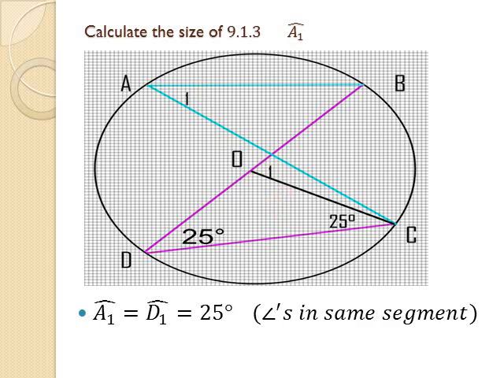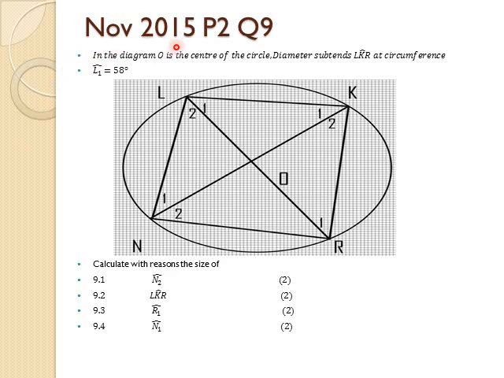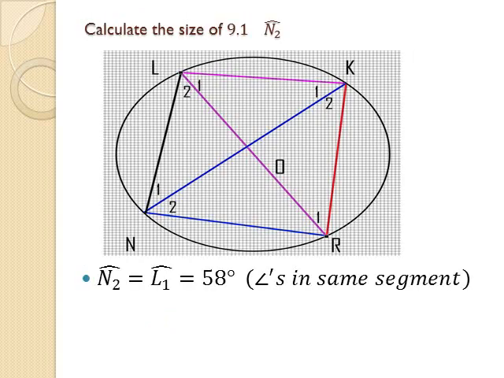Let's look at the second problem. Now this is from November 2015, paper 2, question 9. And they say in the diagram, O is the center of the circle, but take note, O is not there, it's just on the line. My diameter here would be LOR, which subtends LKR at the circumference. Angle L1 here is 58 degrees. Calculate with reasons the size of N2, LKR, R1 and N1. So let's look at the solutions.